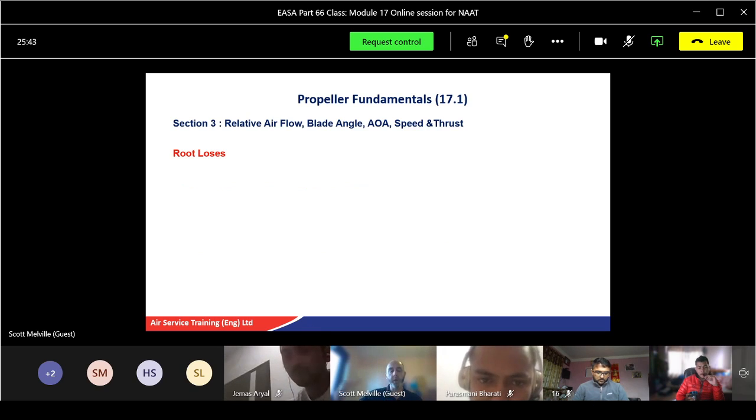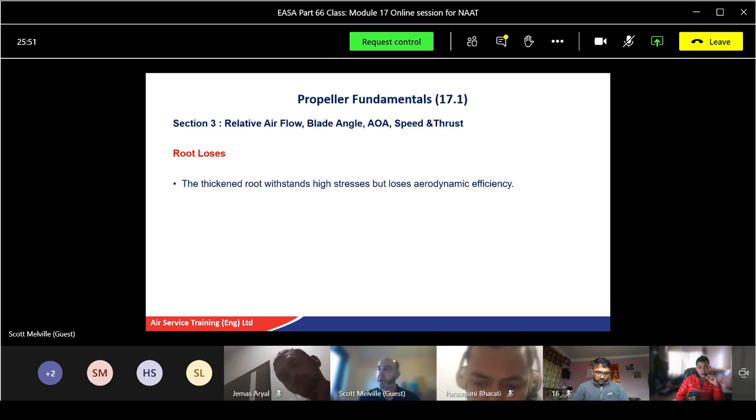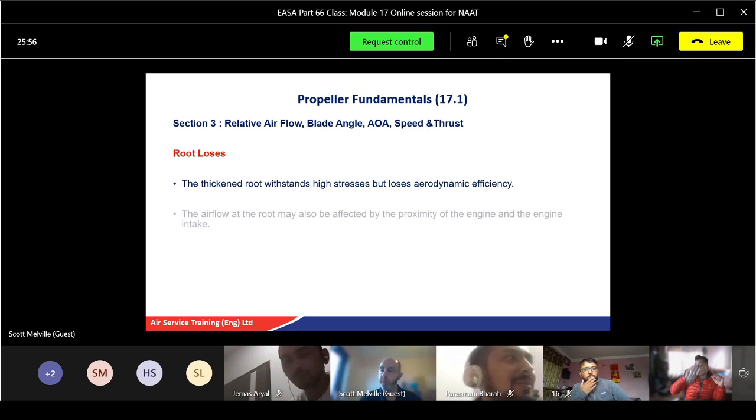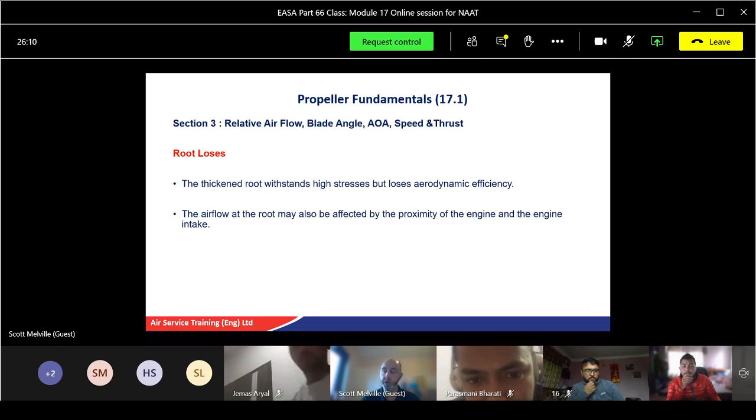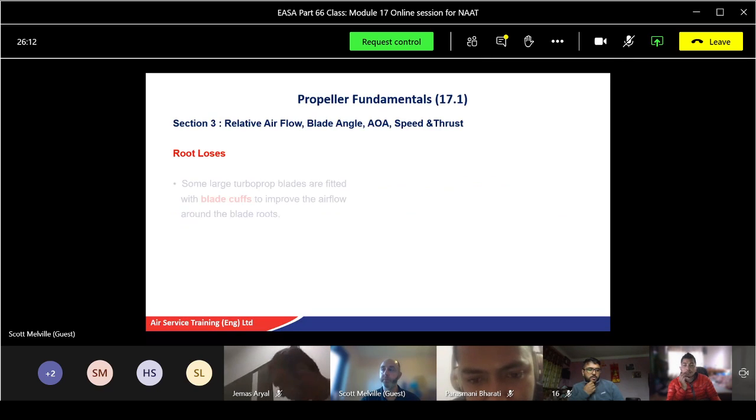Root losses. We spoke about tip losses, turbulence and that sort of thing. Again, you will get some at the root, the base where it joins the hub. Now the thickened root withstands high stresses, but it does lose aerodynamic efficiency. So there's a few things we can do to help that. The airflow at the root may also be affected by where the engine is and the engine intake. So the type of engine you might have might affect the airflow around the engine and the propeller.